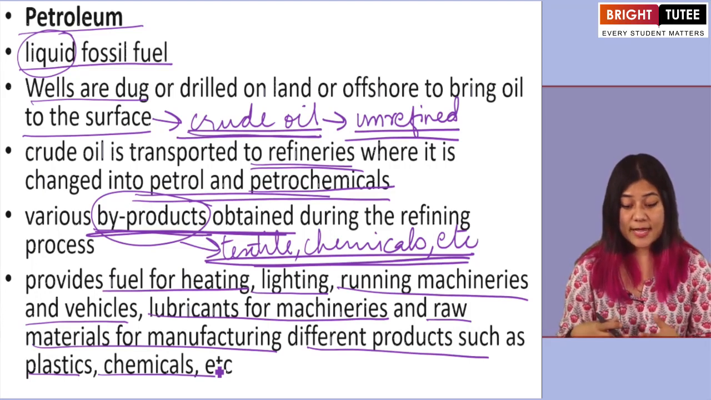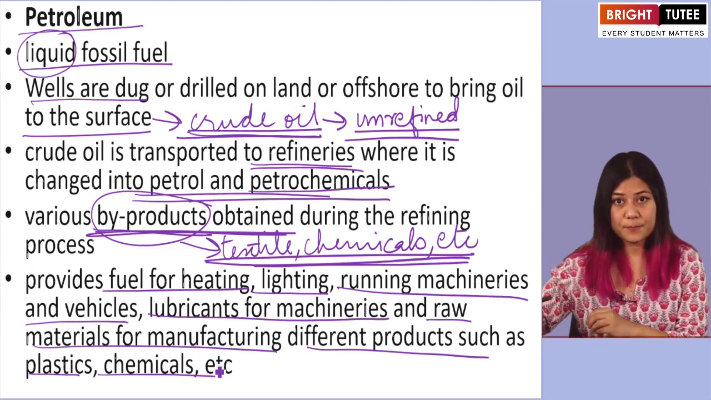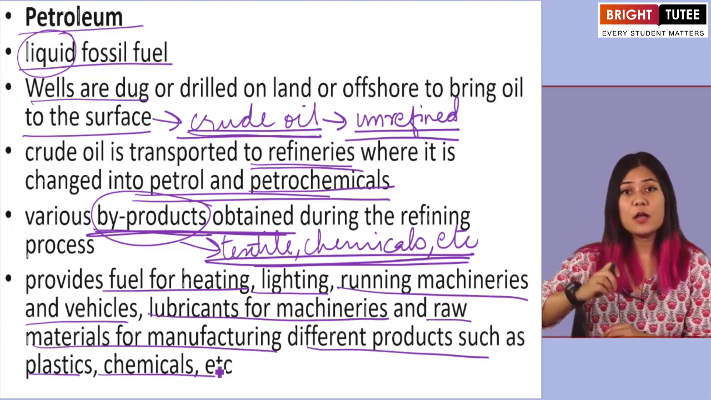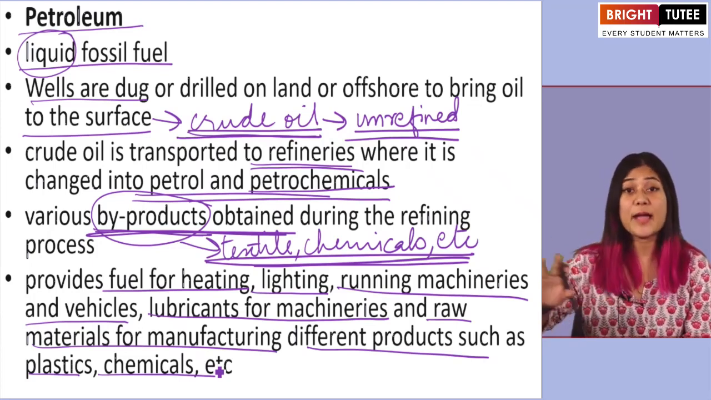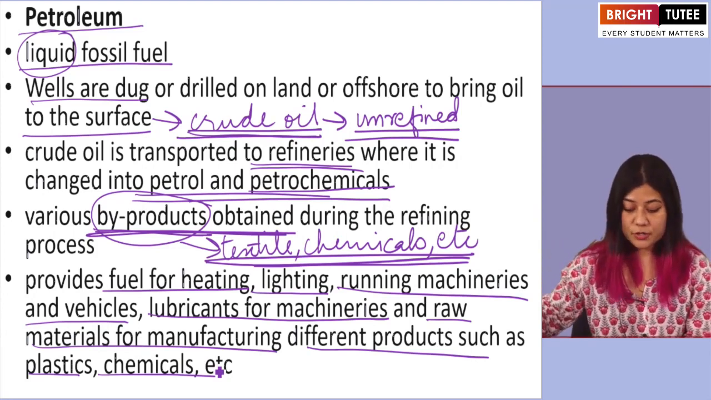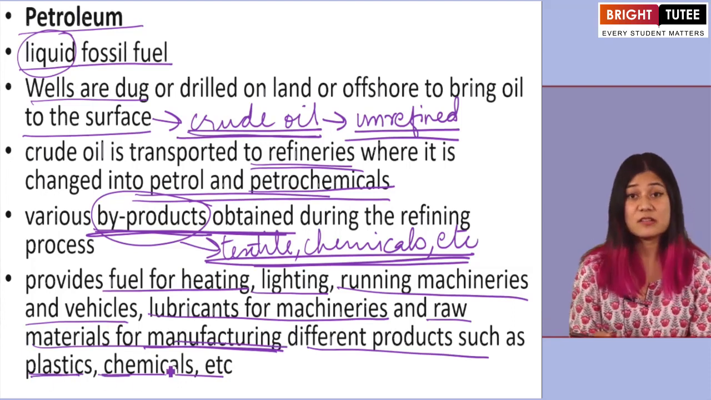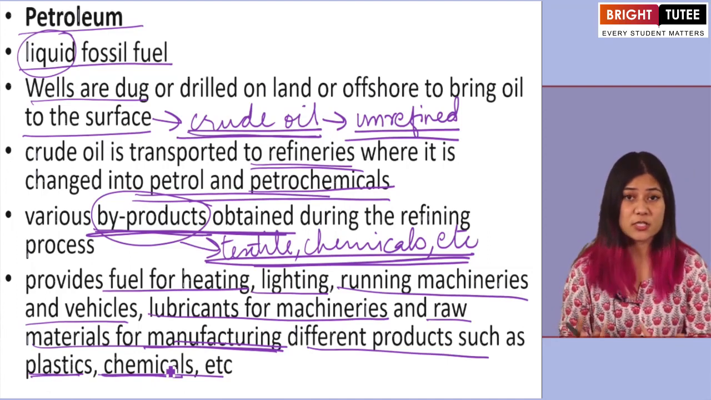So I said that when crude oil goes to the refineries for changing crude oil to petroleum, there are byproducts. There are other products which are produced. Those products are used for the manufacture of plastics, chemicals, etc. That's why petroleum is a very important resource.